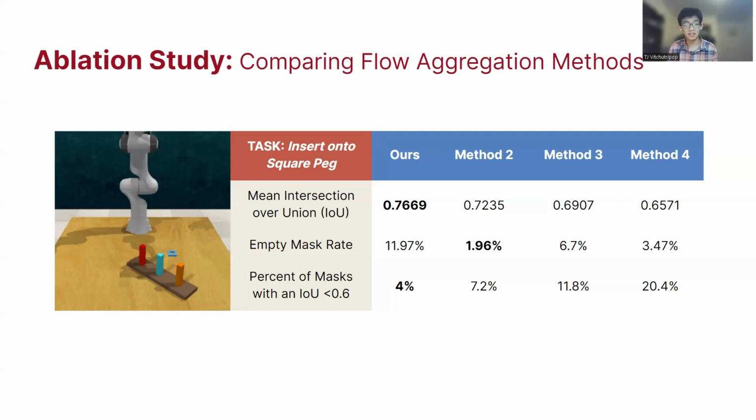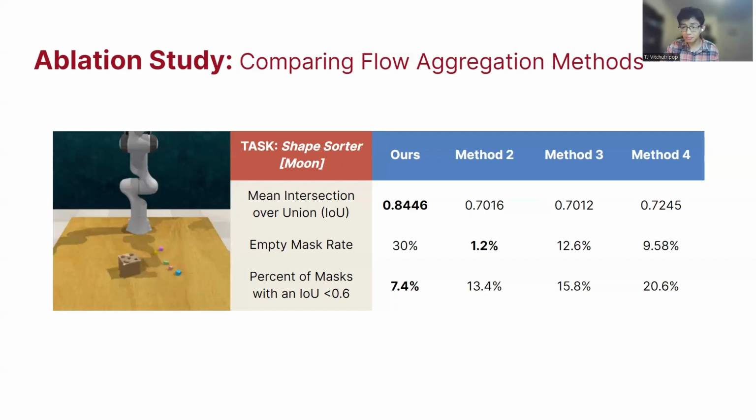So as you can see here, our method produces the highest mean intersection over union. Method 2 produces the lowest empty mask rate, and our method produces the lowest percentage of masks that have an IOU below 0.6. And this is for the insert onto square peg task. And we can see a similar trend as well with the shape sorter moon task.